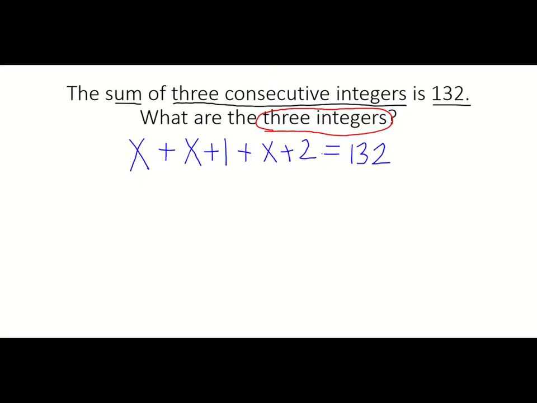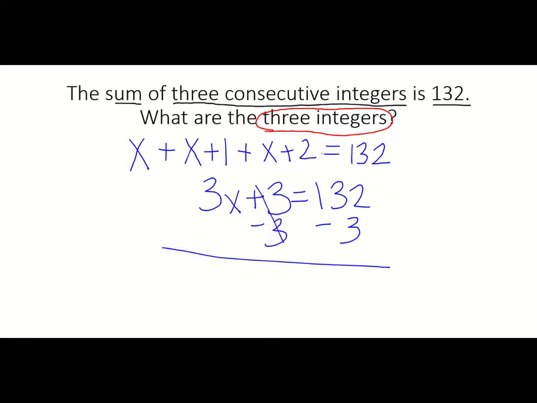x plus x would be 3x. 1 plus 2 would be 3. And that's equal to 132. Subtract 3 on both sides. 3x would equal 129. And then divide by 3. So x is 43. Now, I'm not going to circle that.